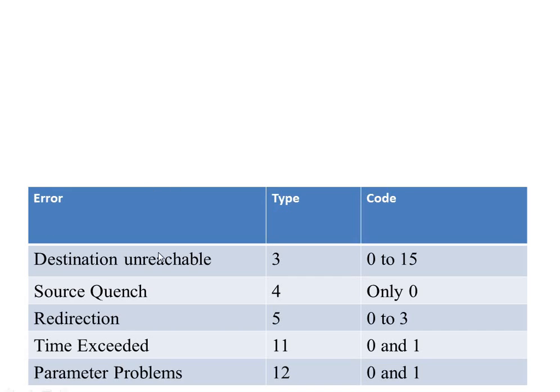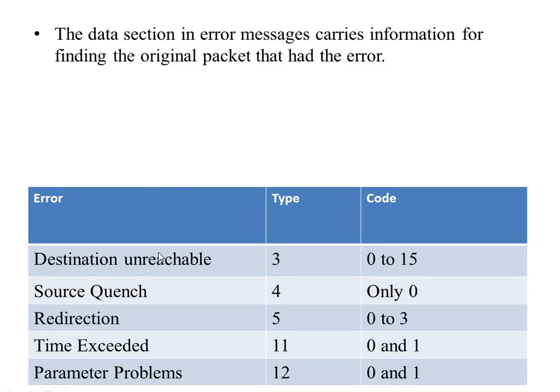The data section in an error message carries the information for finding the original packet that had an error. Whenever you send information, it carries both the source IP address and the destination IP address. The error message should be carried back to the source, with this information. The data section is assembled with this ICMP header, the ICMP message is encapsulated in IP, and that IP packet is sent back to the source. The source address is already known from the IP format of the packet that you initially sent.